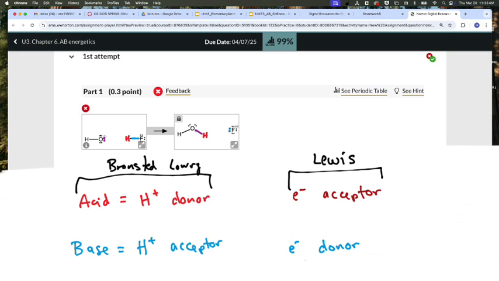Okay? So we could go back up to our system, or up to our equation. HF is going to be our acid. OH minus is going to be our base. How do we know that?